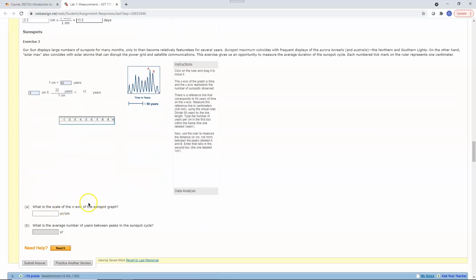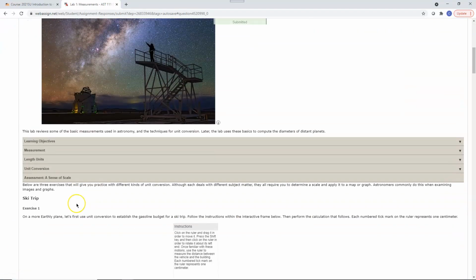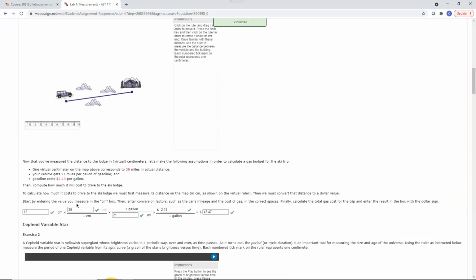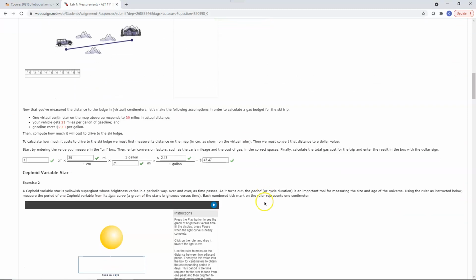So, what's the scale? Years per centimeter, that would be 22. And the average sunspot cycle peak is 11 years. And then I submit my answers, and hopefully I've got them right. Oh, that's right.